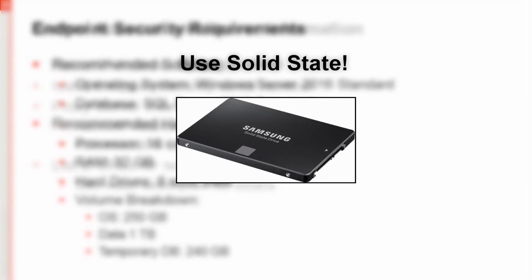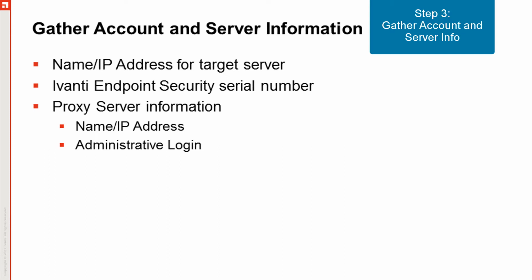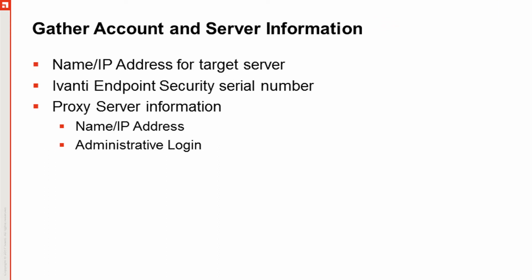Next, you need to gather some information about your target server and organization. You'll need the name or IP address of your target server, which you'll need later during the install process. Your endpoint security serial number. We emailed you this number during your purchase, but if you don't have it, please contact Ivanti Sales.